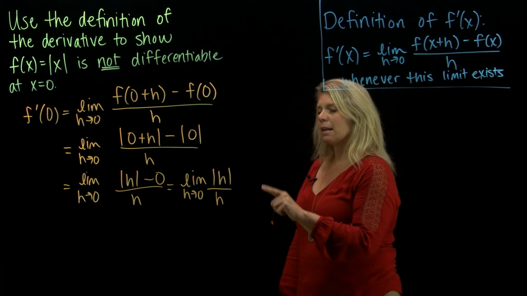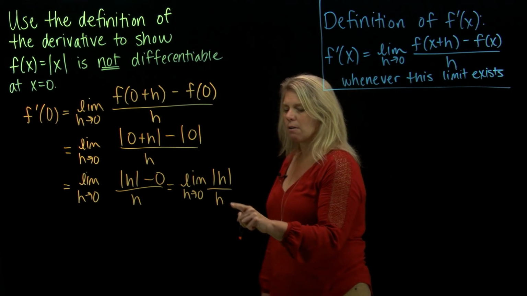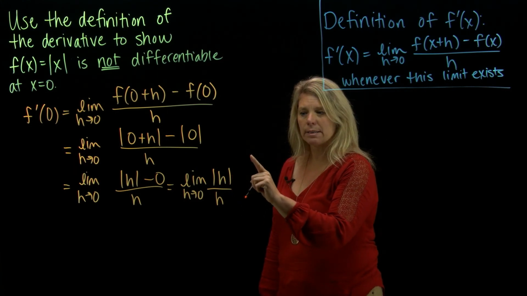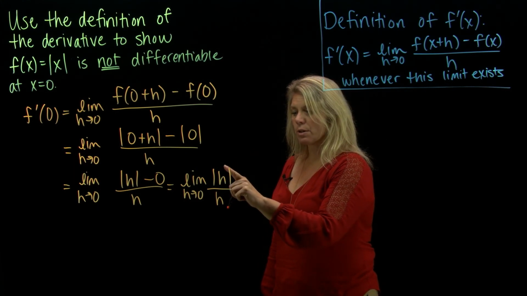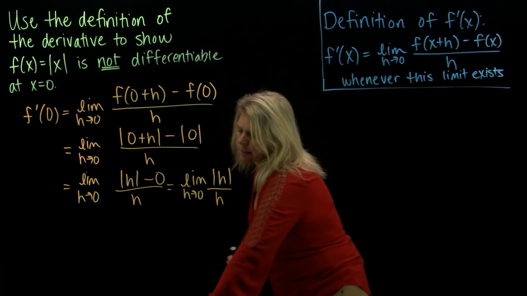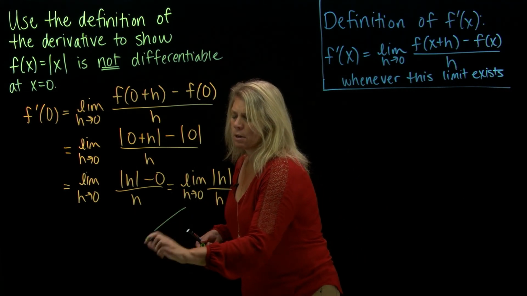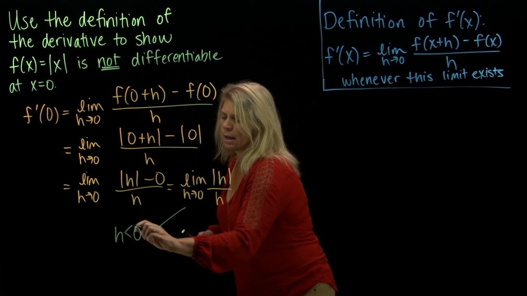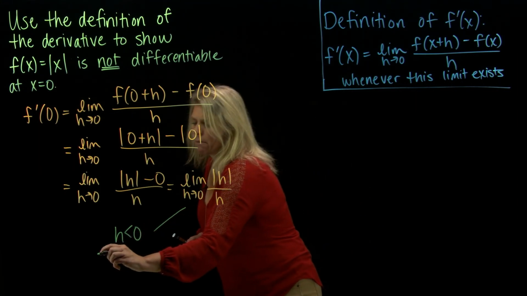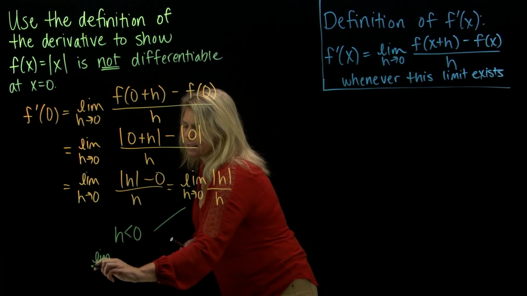All right, so I need to think a little bit about this limit. One of the things that's important here is that the absolute value function treats numbers differently when I have numbers that are positive versus numbers that are negative. So we're going to consider both sides of this limit here. We're going to think about what happens when h is less than 0, and then separately we're going to think about what happens when h is bigger than 0.